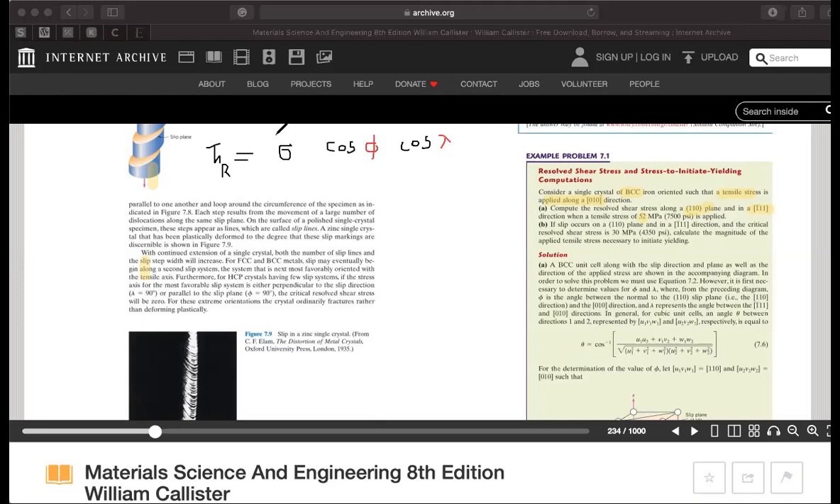Okay, this is given. Sigma, he told us, is 52 megapascal. Now what do we need to do? We need to find phi and lambda. How to find them? Now you have an angle between two vectors. We will be using this equation to find the angle between the two vectors. What are those vectors? Well, let me draw it here.